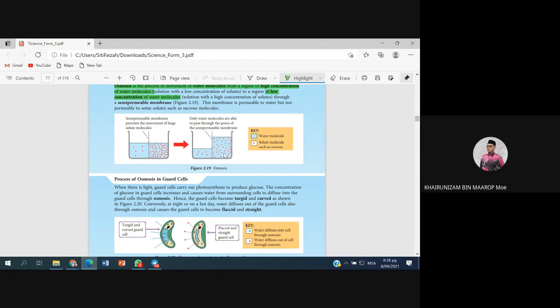So after a while, only water molecules are able to pass through the pores of the semi-permeable membrane like this. So dia telah meresap, telah melakukan proses osmosis. So kita tengok dia punya molekul sudah sama kan. Yang ini nampak lebih concentration, high concentration, lebih pekat. Kepekatan dia tinggi. Yang ni kepekatan dia rendah. So untuk beberapa ketika, kepekatan dia menjadi sama. Boleh faham how the process of osmosis.